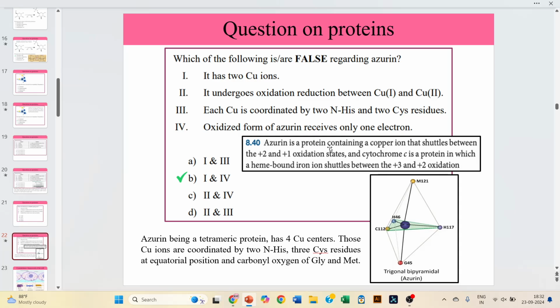Right. So azurin is a protein containing copper ion that shuttles between +2 and +1 oxidation states, and cytochrome C is a protein in which the heme-bound iron shuttles between +3 and +2 oxidation state. So then 2 is right, it is not wrong, and it has only 1 copper ion, sorry, it has 4 copper ions, so this would be wrong, and your 4th one is also wrong. Okay, right?